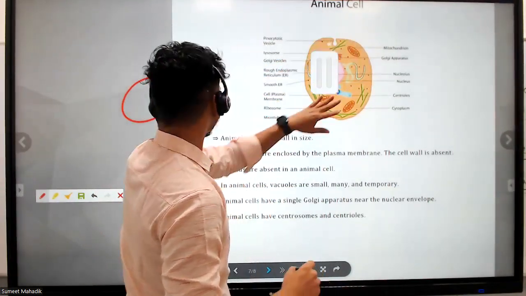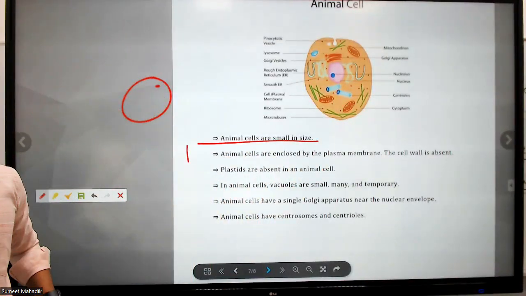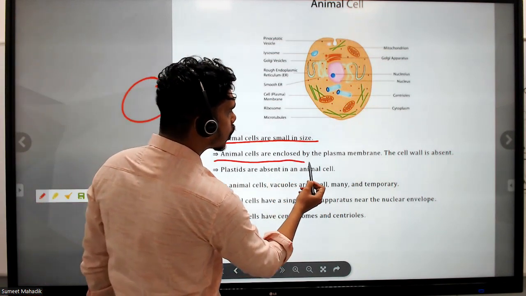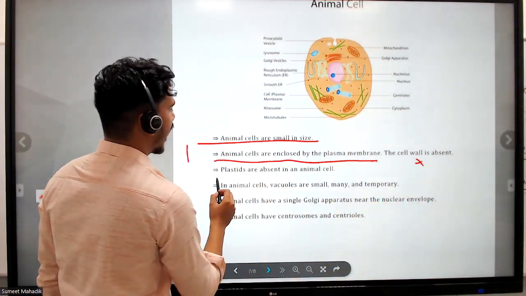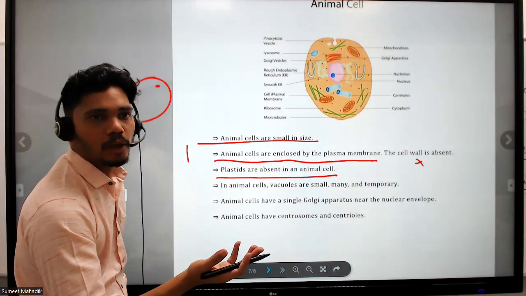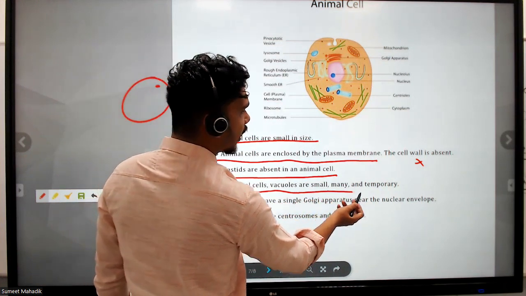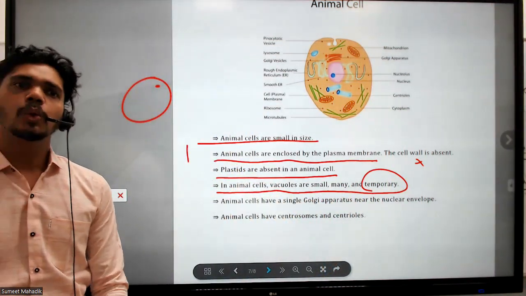Okay. Animal cells are small in size. Why are animal cells small in size? Again, the same. Animal cells are enclosed by the plasma membrane. Cell wall is not there. Plastids are absent in animals. Why? They do not need chlorophyll and all, leukocytes and all, right? In animal cells, vacuoles are small, many, and temporary. Why are they temporary? Storage of food we are not doing at all.